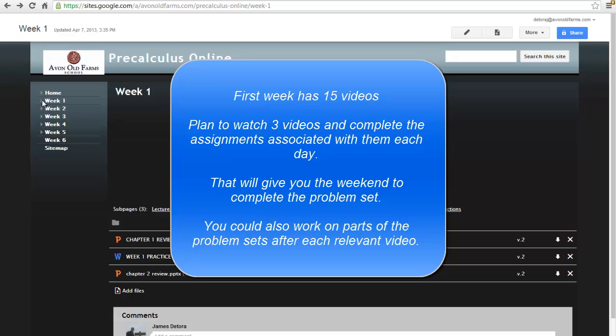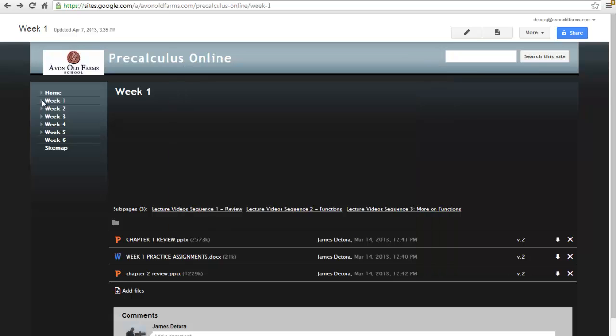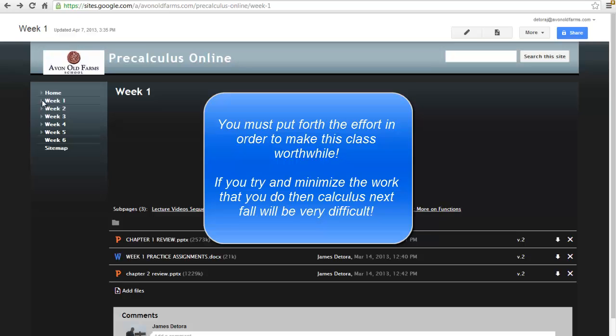If you're going to try to do just the problem sets, or if you're not going to do all the practice, you're not going to get out of this class what you need to. And if you don't, then you're going to go on to calculus next year and really struggle. So that's really important.